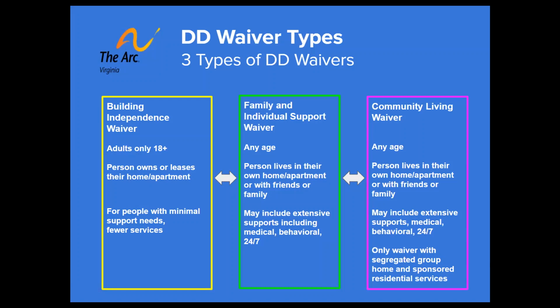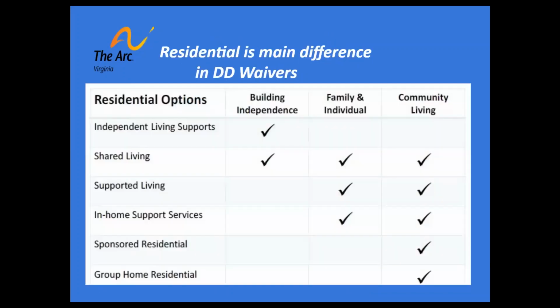The Community Living Waiver is also for people of any age. The person lives in their own home or apartment, or with friends or with family. It includes extensive supports, medical, behavioral, up to 24/7. It is the only waiver with the segregated group home and sponsored residential services. The main difference between the 3 types of waivers is residential services.